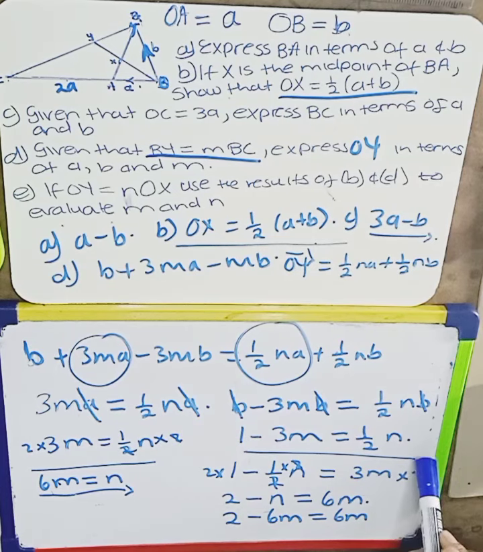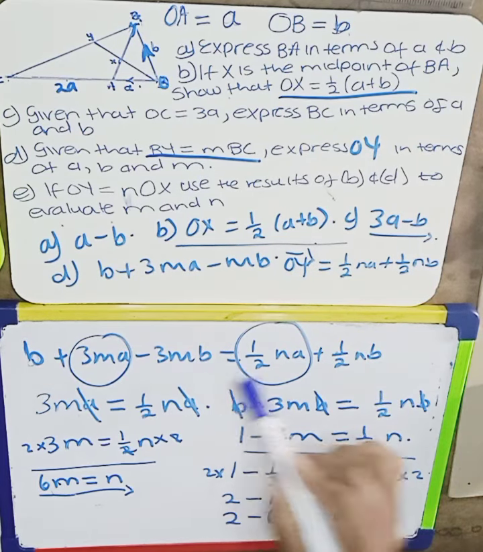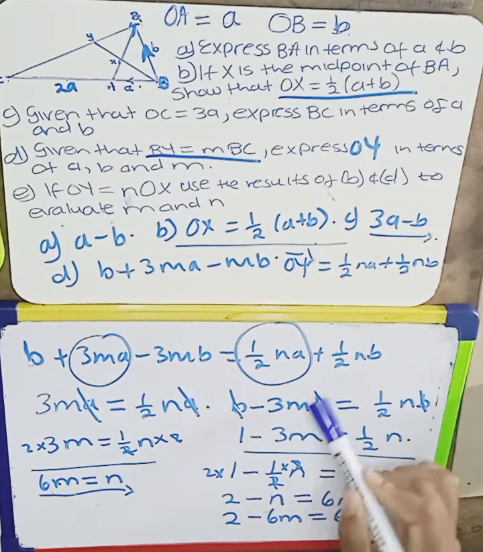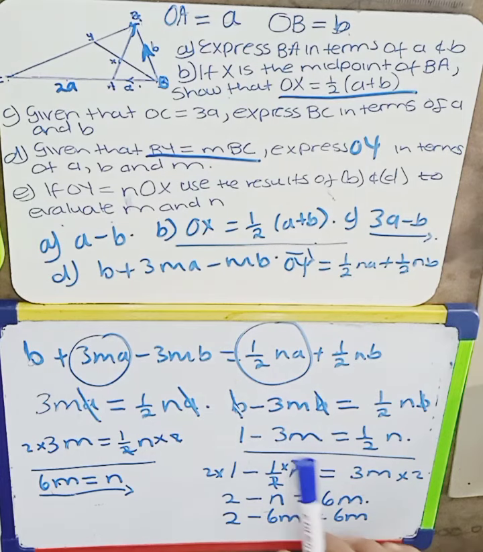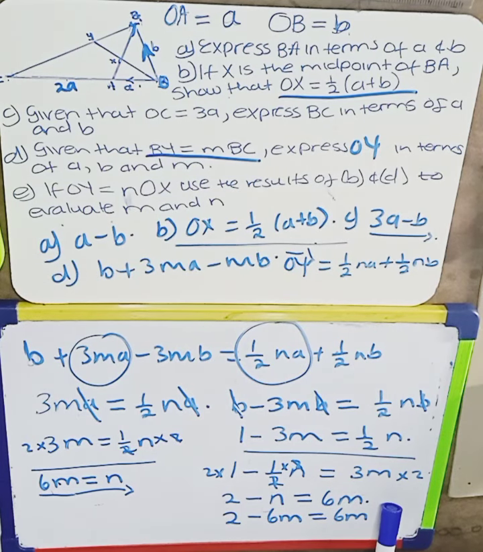When we go to the B part, we remain with B minus 3MB is equal to half NB. The B's cancelled. We ignored the B's. We remained with 1 minus 3M is equal to half N. Let's get rid of the fractions, right? When we multiplied by 2 everything, it gave us 2 minus 6M is equal to N, right? What did I do here? I took half N to the other side and took 3M to the other side. So when half N comes this side, it becomes minus N. When 3M goes to the other side, it becomes a positive 3M, right?